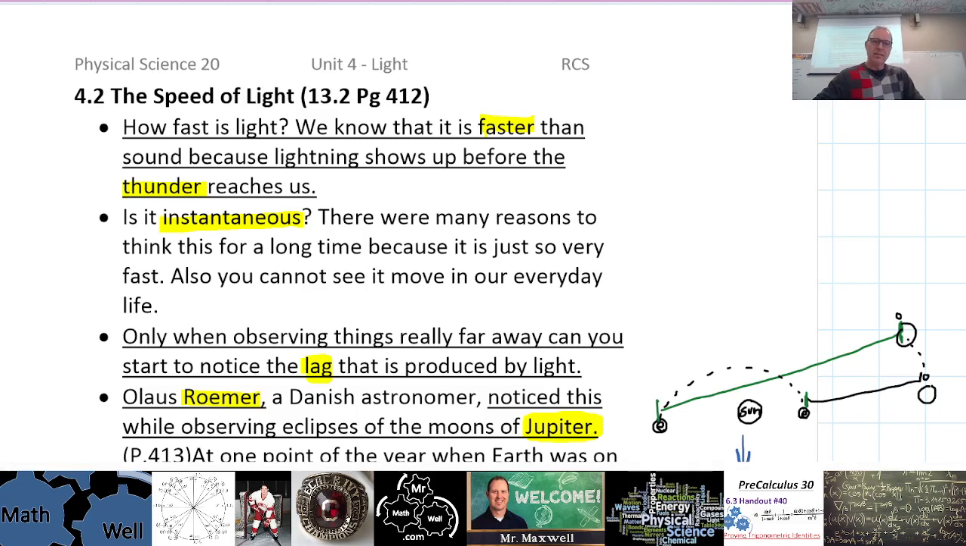How fast is light? Well, we know it's faster than sound because lightning shows up in the sky before thunder reaches us. We talked about this, right? If you're playing baseball and you're out in the outfield, you see the batter hit the ball before you hear the crack of the bat. When you shoot a gun, you actually technically see the puff of smoke before you hear the sound, although it's really quick. But if you're far enough away, you can see things happen before you hear that same thing happen.